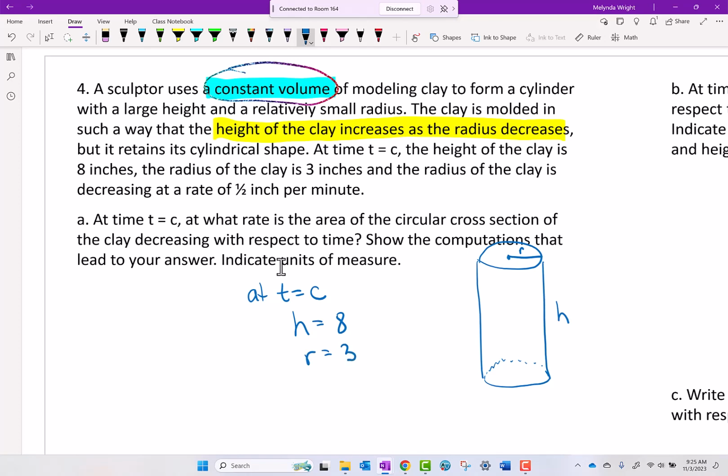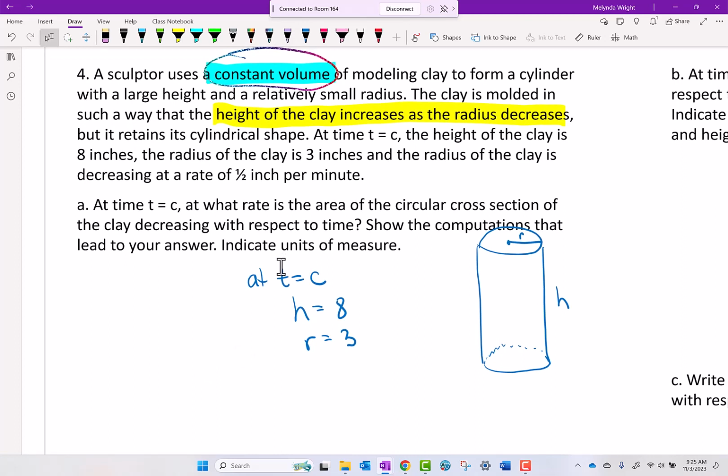And the radius of the clay is decreasing, so dr/dt is decreasing. So what is the sign of this rate? It's negative, right? Decreasing is negative. It's decreasing at 1/2 inch per minute. Let's make sure they didn't play games with us on the units. So these are all inches. Okay, good, great. They're not converting. Yay. It drives me crazy when they do that, but we have to pay attention.